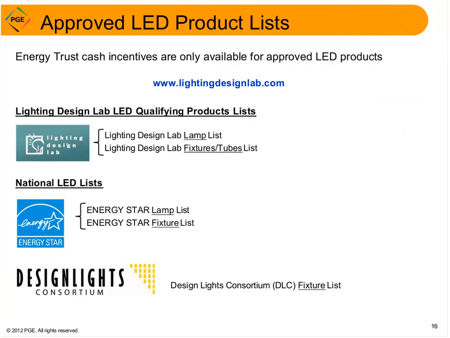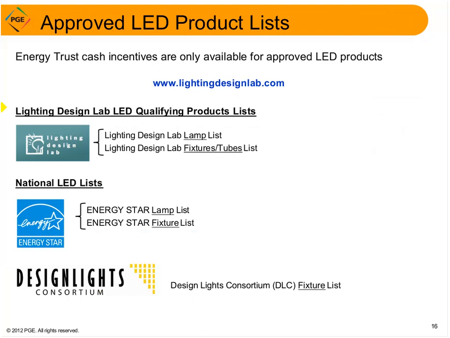So Energy Trust cash incentives are available, but they're only available for LED products that are on an approved list. Both the national LED lists are quite long, and they include products that meet ENERGY STAR and Design Lights Consortium standards, including lifetime testing. The Lighting Design Lab, on the other hand, they include LED products that have not yet made either of the national lists. However, the Lighting Design Lab has found that these LED lamps and fixtures are expected to qualify for either ENERGY STAR or Design Lights Consortium in the near future.